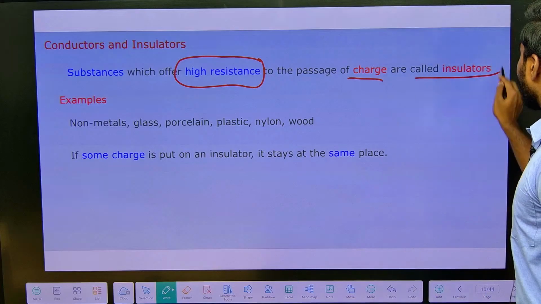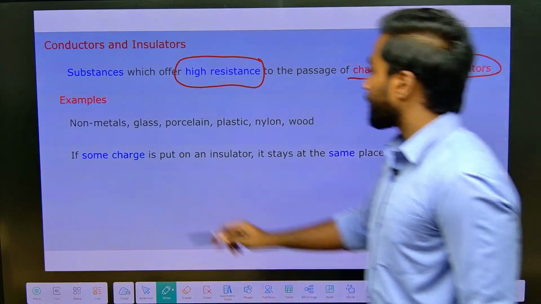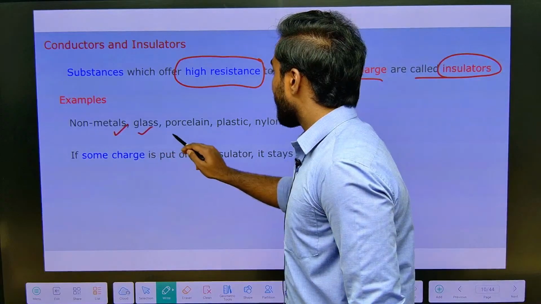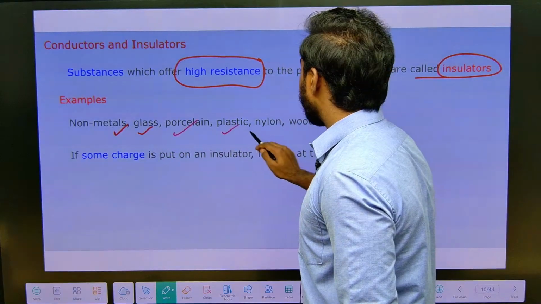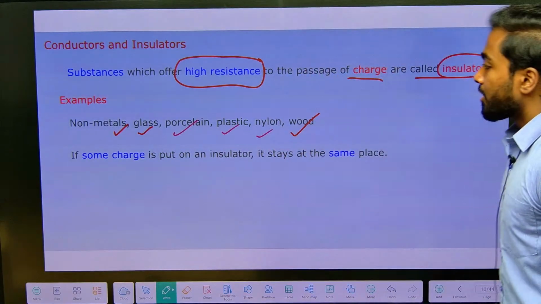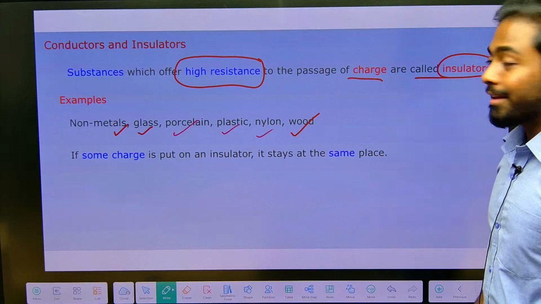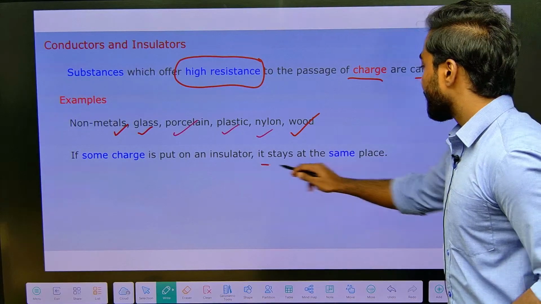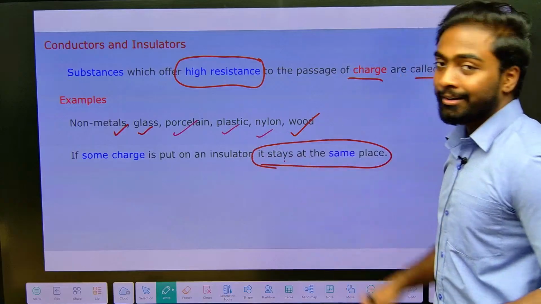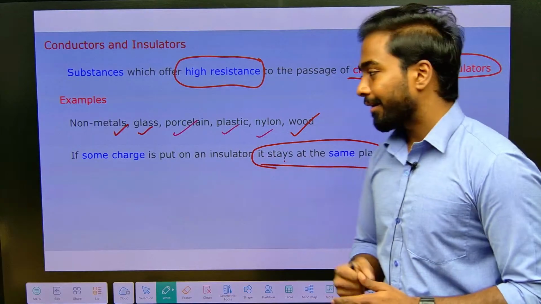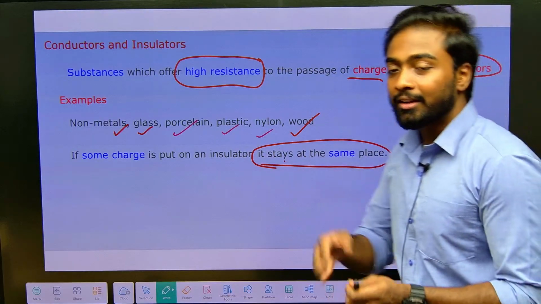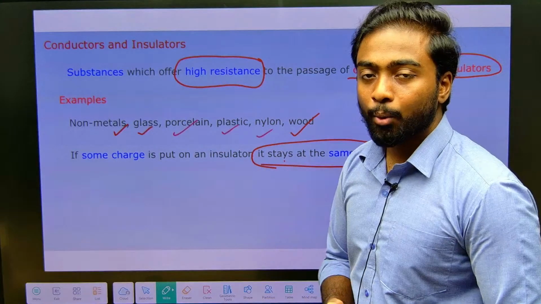Substances which offer high resistance, meaning there is no passage of charged particles or current, are called insulators. Examples: non-metals, glass, porcelain, plastics, nylon, wood. If some charge is put on an insulator, it stays in the same place, but for a conductor it keeps on moving over time.